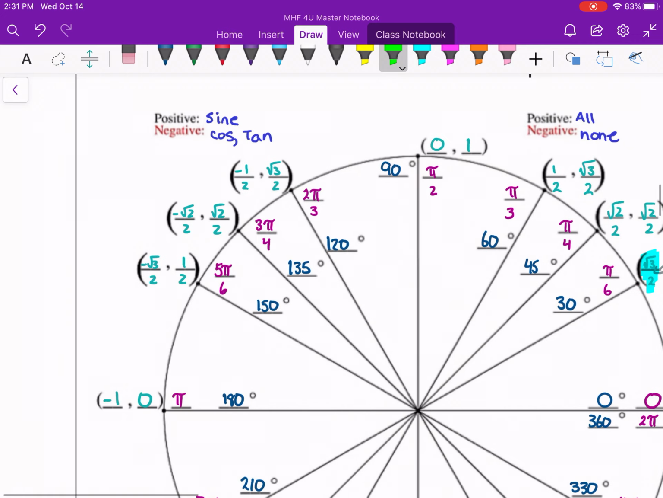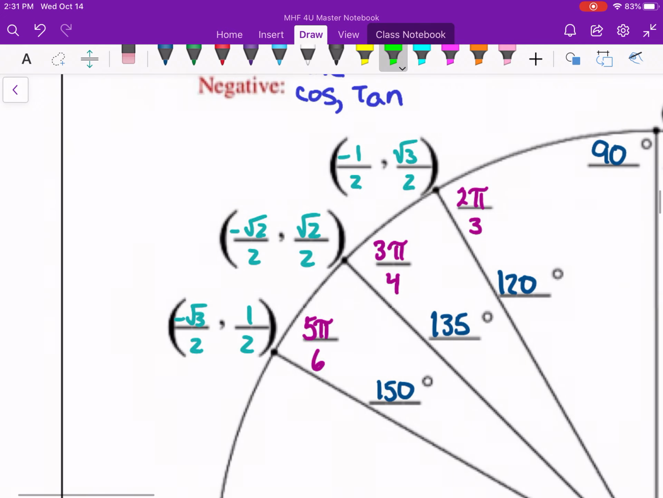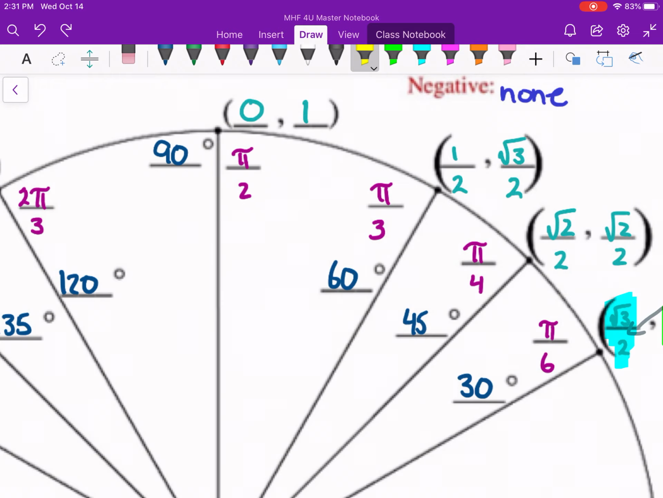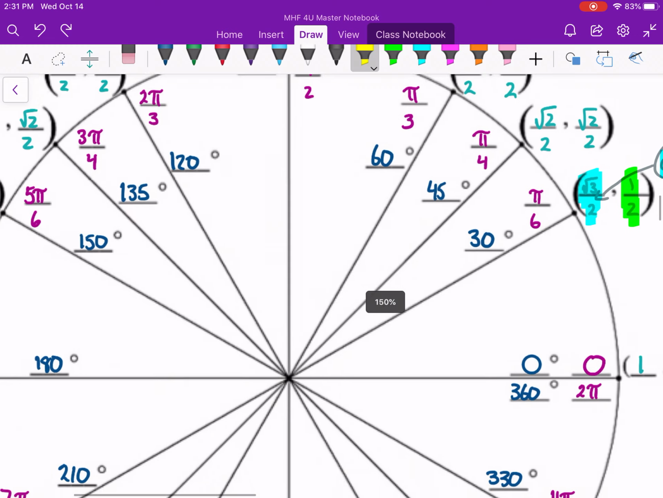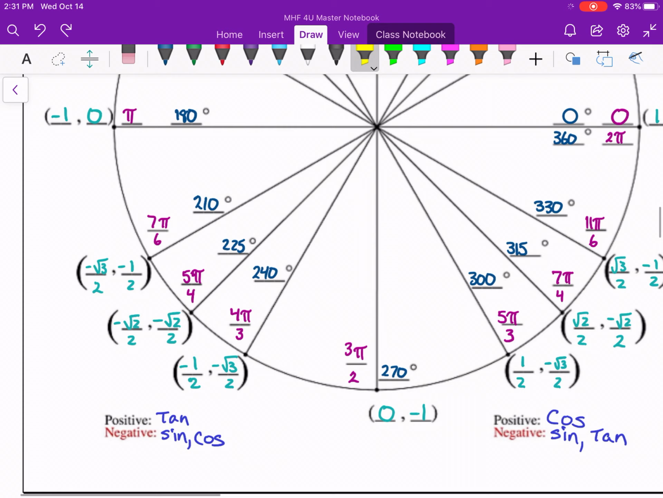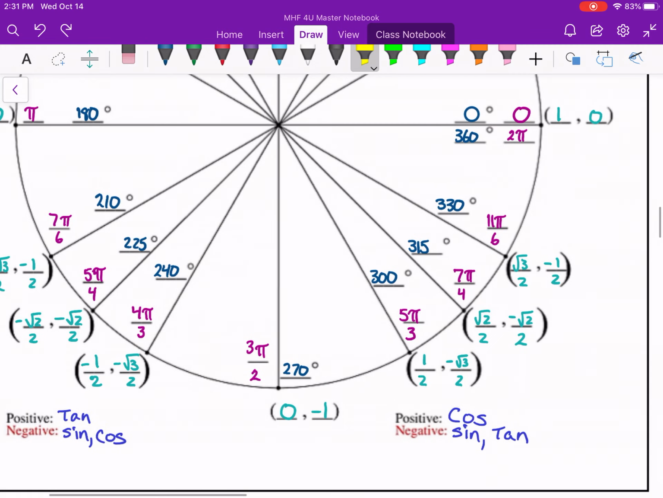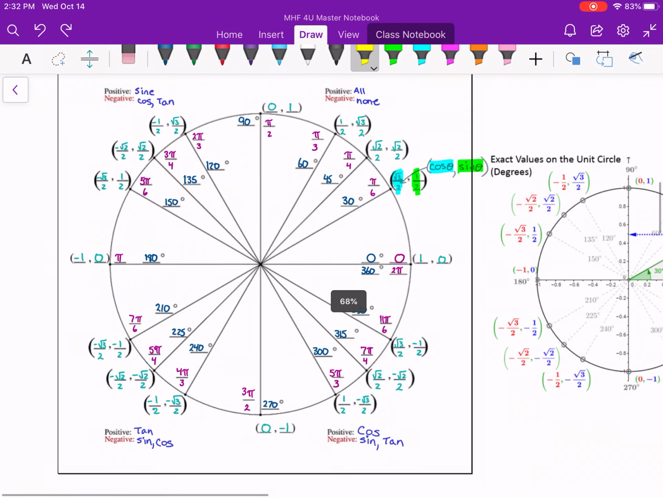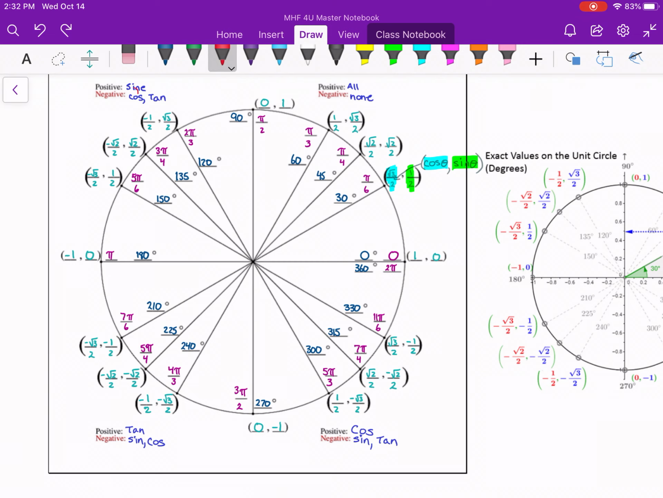Notice how in quadrant 2 the x values are negative. Negative, negative, negative. No big surprise there because all x's are negative in quadrant 2. In quadrant 3, y and x are both negative, again, because in quadrant 3 we're on the negative x-axis and the negative y-axis. Quadrant 4, just the y values are negative. And again, we have the CAST rule around the outside here. That's what this stuff is telling us, just the CAST rule.